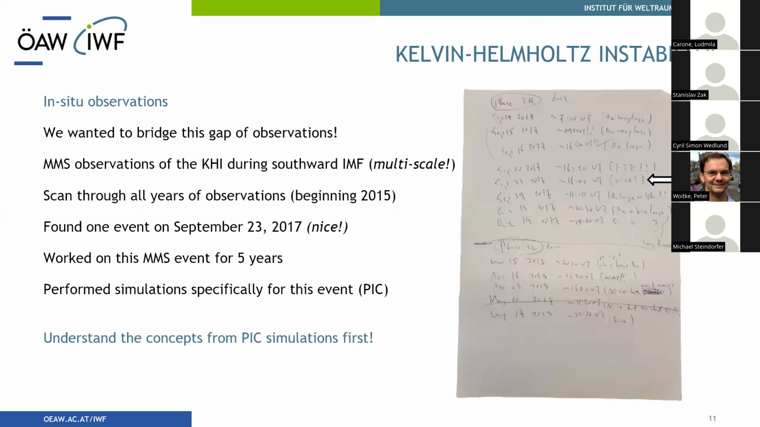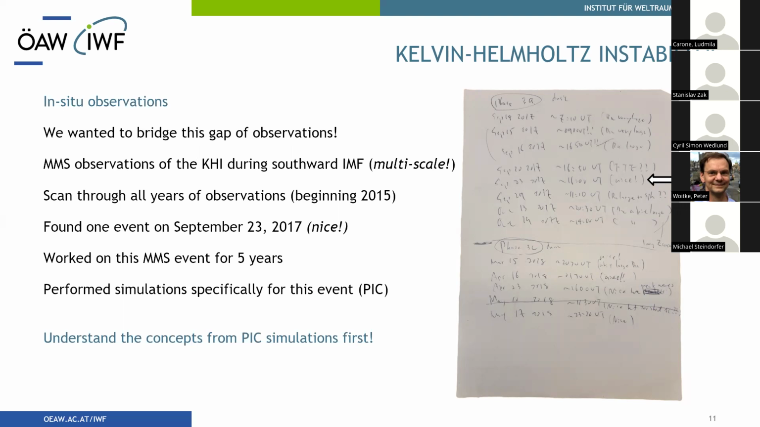So the topic of my PhD was to close this gap of observations. And therefore, we went into the MMS database and searched for KHI events during southward IMF. And if you remember before, I said that the spacecraft separation was very small, and we have very large scale waves. So why did we use MMS? Well, we wanted to do a multi-scale study. Usually spacecraft separations are much larger. We cannot really see electron scales or only in part the ion scales. But we wanted to see all these scales at the same time.